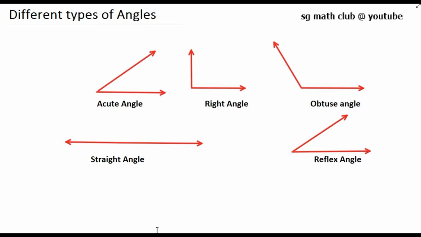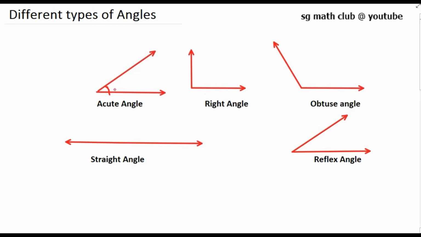We have already learned about the definition of line, line segment, ray, collinear points, angle, etc. In today's video, we will learn different types of angle. So the first one is acute angle.